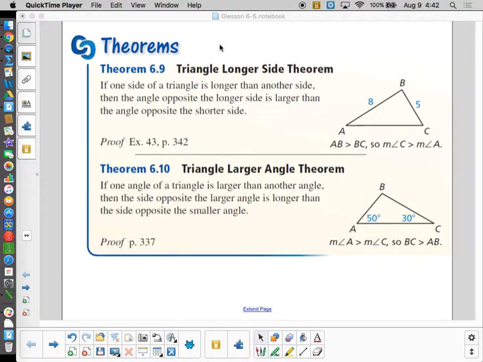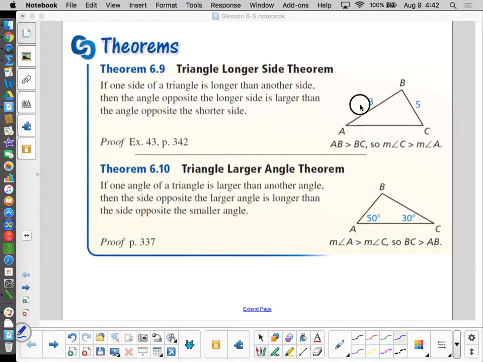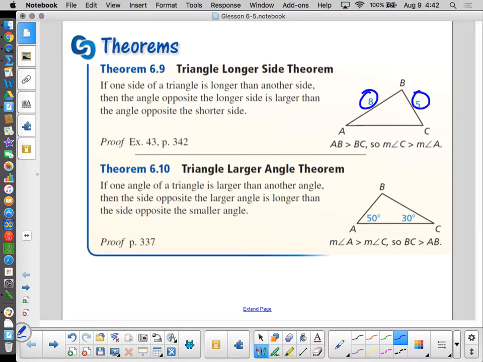It's not that difficult. So, for example here, if this side is 8 and this side is 5, then the angle opposite C must be larger than the angle opposite A, because 8 is bigger than 5, so angle C must be larger than angle A. The angles opposite must be larger. Same here. If this angle is 50 and this angle is 30, then the side BC must be bigger than the side AB, because the longer side has to be opposite the larger angle.